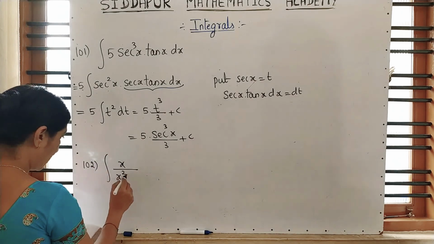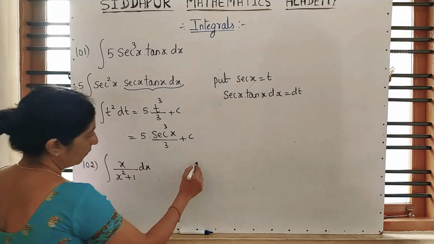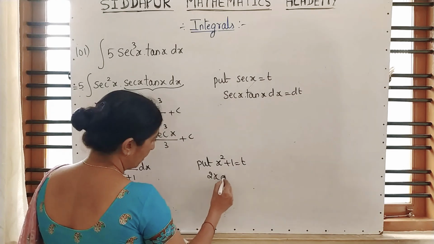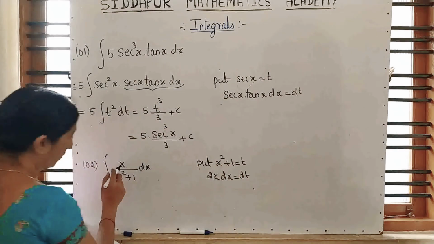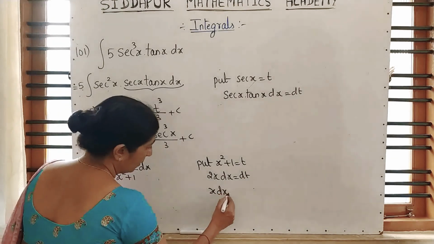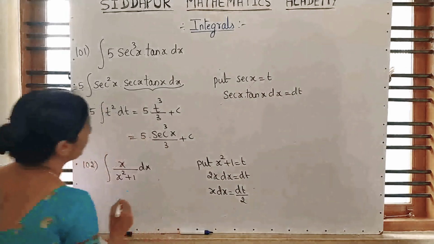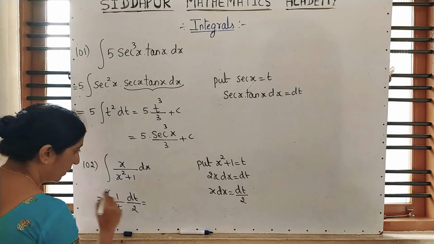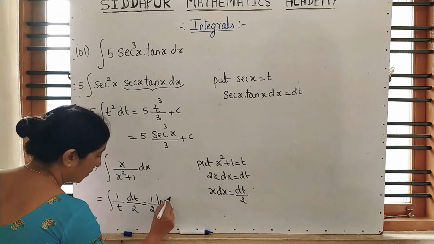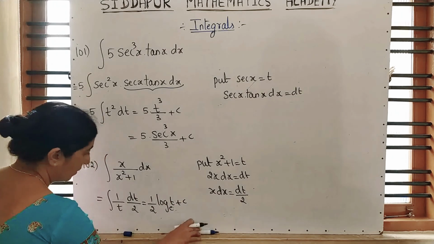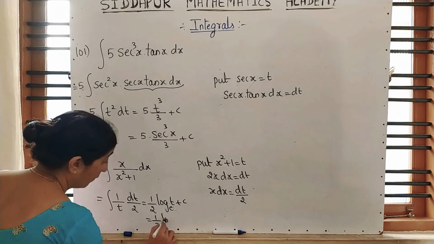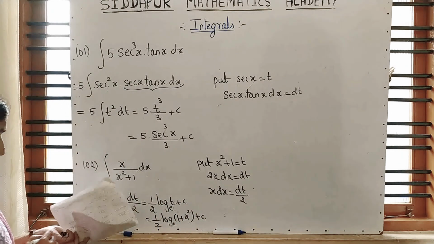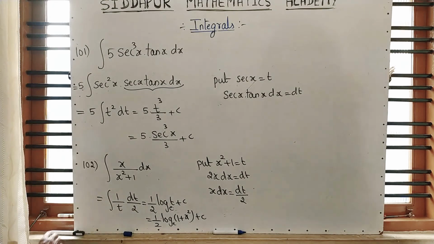x upon x square plus 1. It is a fraction. I am writing the denominator as t. 2x into dx is dt, but we require only x into dx. x into dx is dt by 2. So it is 1 by t into dt by 2. 1 by 2 constant, integration of 1 by t is log t plus c. What is the log t value? t is 1 plus x square or x square plus 1. That is the answer. Next, moving to the next question.